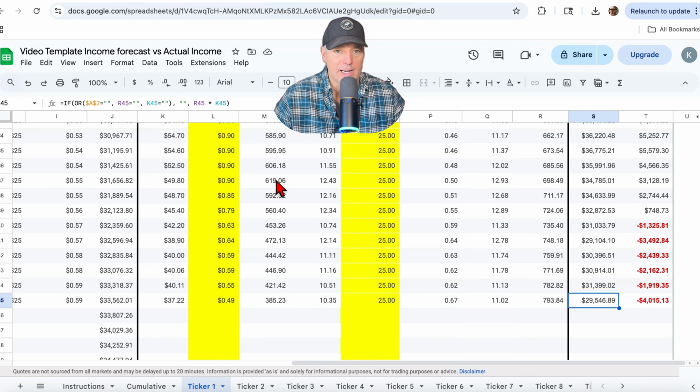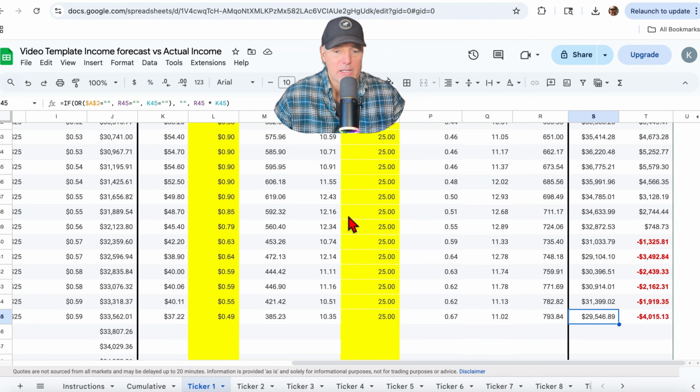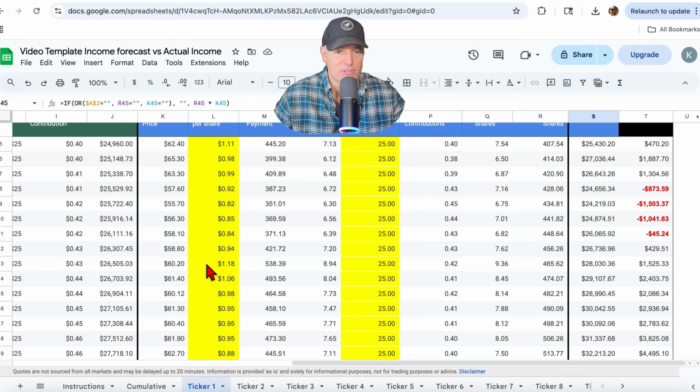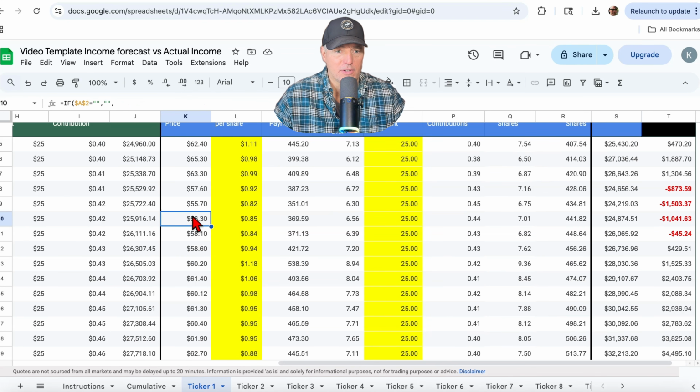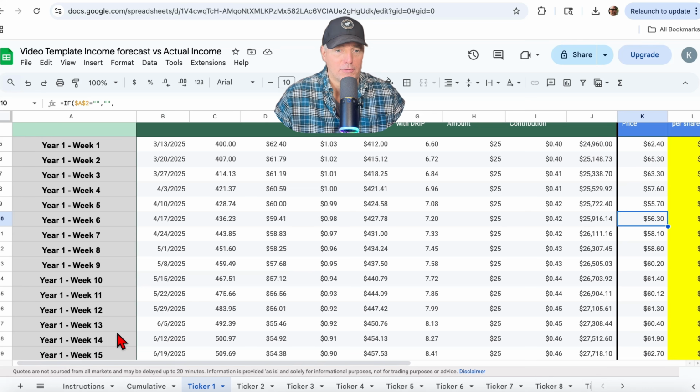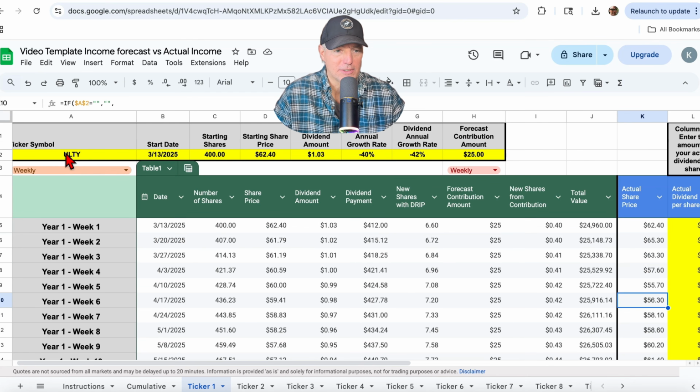Those are the dynamic pieces that you'll see. Again, you only want to mess with these yellow cells. You start messing with these others, you're messing with all the formulas and they will break. And then you'll have to request a new sheet. I ask that you make sure you only mess with these yellow cells.